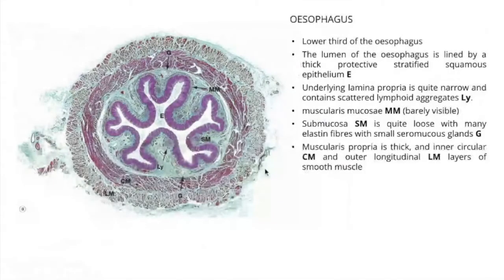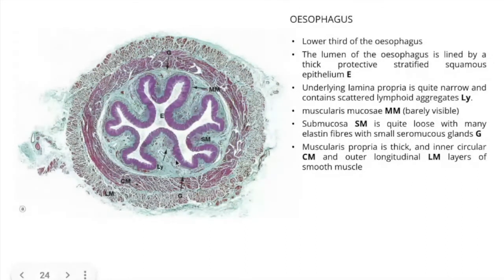Okay, so let's look at the micrograph of the esophagus, the lower third of esophagus. So the lumen of the esophagus is lined by thick protective stratified squamous epithelium here. If we look at in more higher magnification, we will see it is actually stratified squamous epithelium. And underlying lamina propria is quite narrow and contains scattered lymphoid aggregate here.